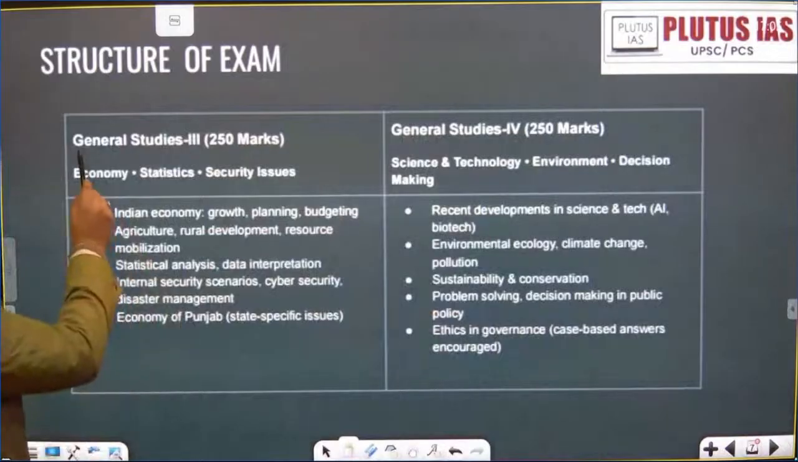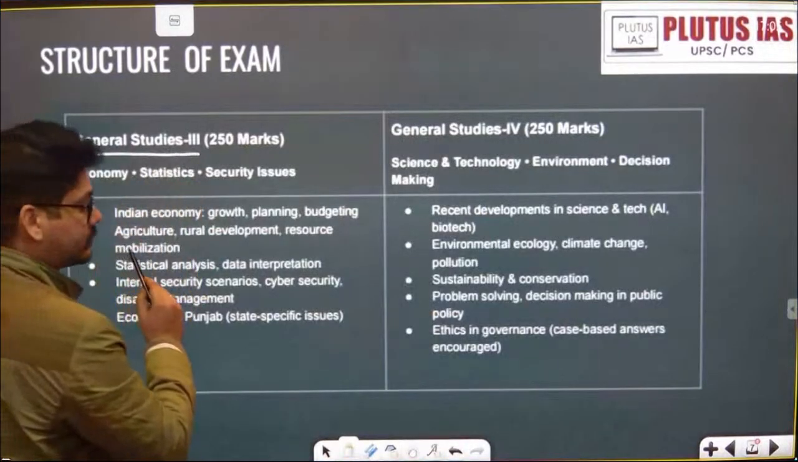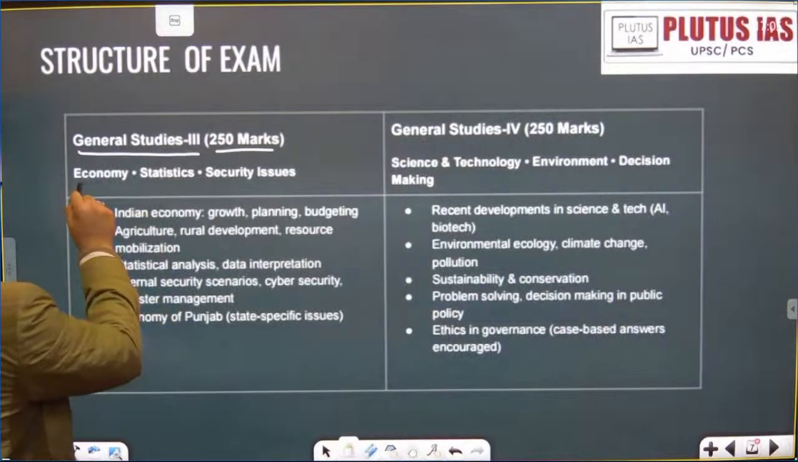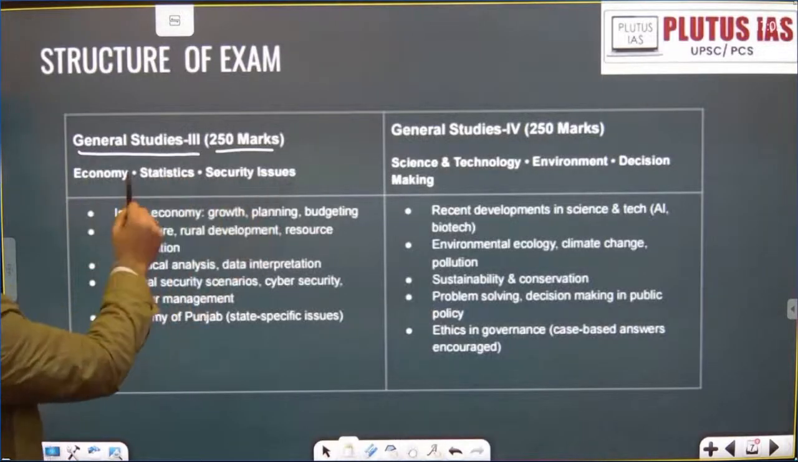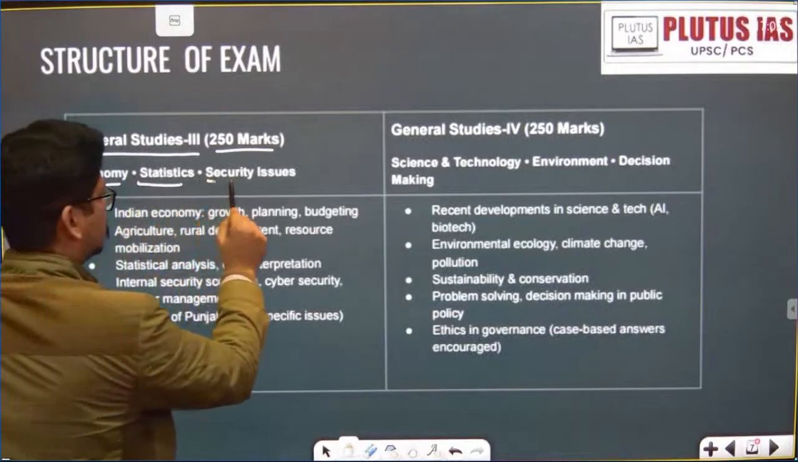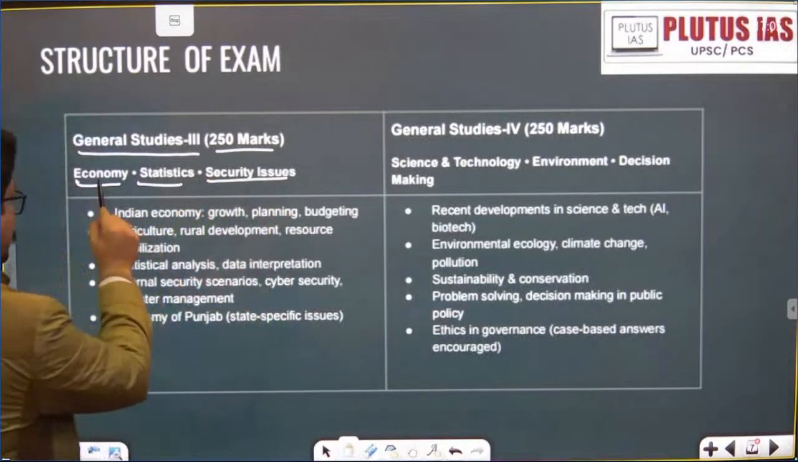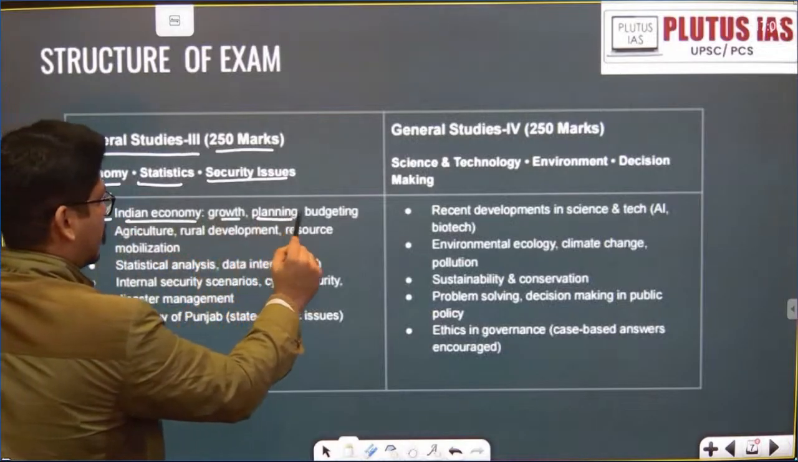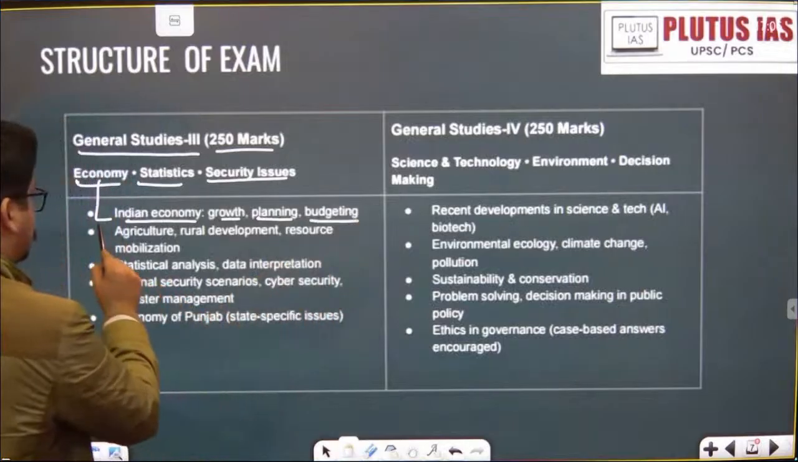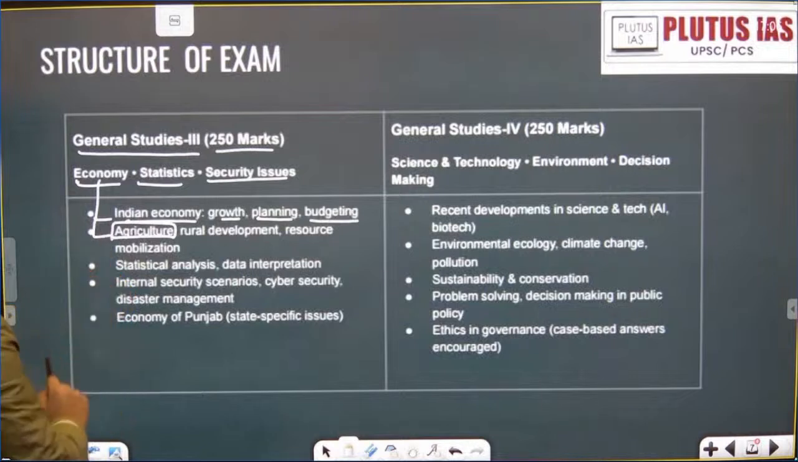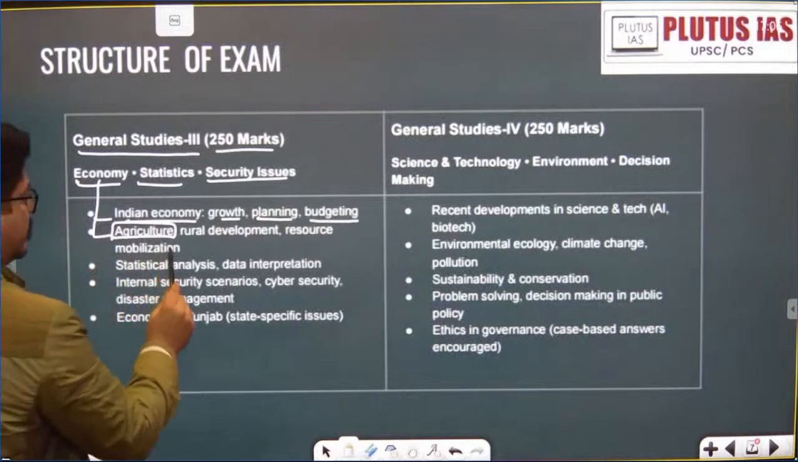Now, General Studies paper 3. Again, of 250 marks. Similarly, there's a bit of a caveat in this. Let's discuss this. GS3 has economy, statistics, and security issues. So in Indian economy, we have the growth, planning era, budgeting. Another part of economy is agriculture. Please prepare it separately. Agriculture, rural development, resources mobilization.